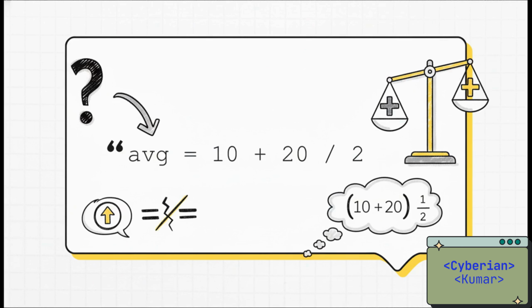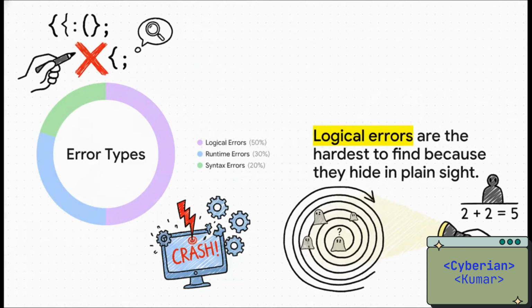And then we have this one, the logical error. This code runs perfectly. No crash, no warning message, but it gives you the wrong answer. Why? Because of operator precedence. It does the division before the addition, so your logic was flawed, even though the code itself was fine. And this is exactly why programmers will tell you that logical errors are the hardest to fix. Syntax errors are pointed out for you. Runtime errors tell you exactly where the program crashed. But logical errors, they're like ghosts in the machine. They work silently, producing bad data, and you have to become a detective to hunt them down.